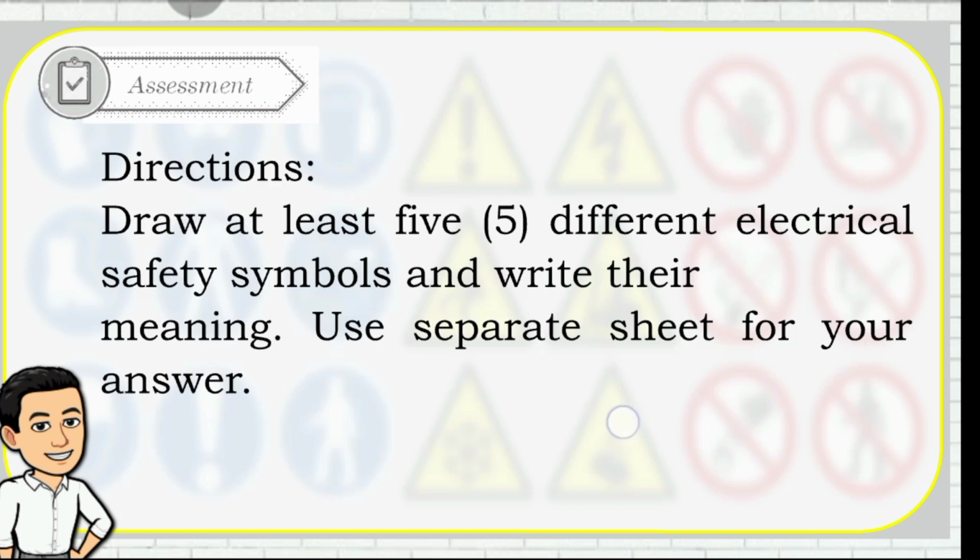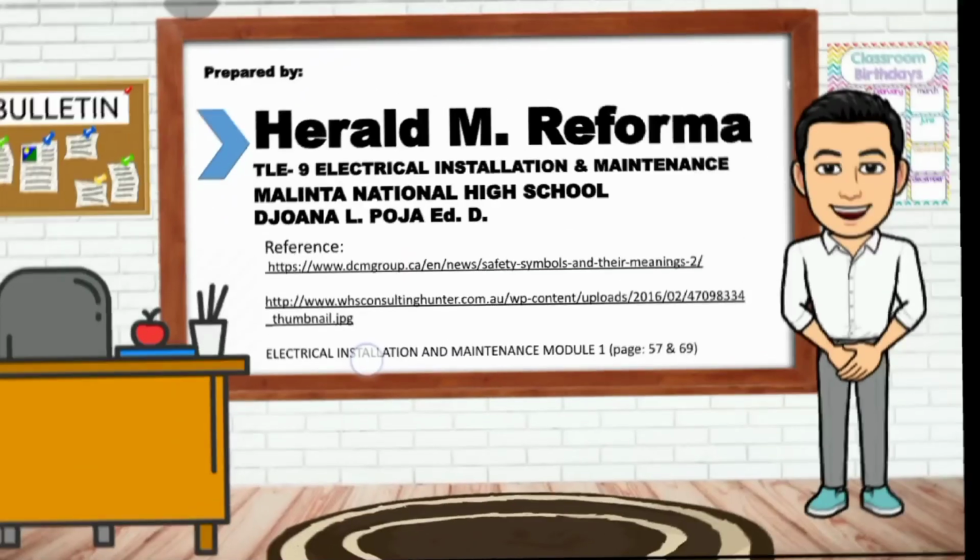And also, for your written works, 30% of your grade, answer the assessment. Okay? In this activity, what you will do is draw at least 5 different electrical safety symbols and write their meaning. Use a separate sheet for your answer. So, that is what you will do, class. Draw them, just choose 5 safety symbols, and then write their meaning so you can get 5 points. So, that is our activity for the week 8, class.